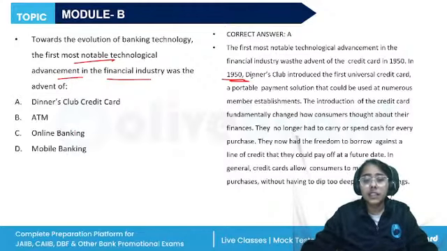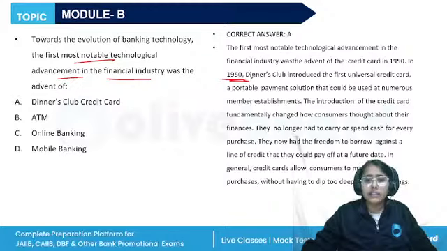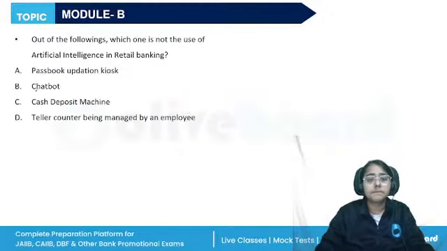Then, after Diners Club, ATMs were introduced. After ATMs, mobile technology and computer technology were introduced. Online banking in the 1980s, mobile revolution in the 2000s. Then in 2011 we saw Google Wallet, in 2014 we saw Apple Pay, and fingerprint authentication and Touch ID in 2015. So the correct answer is Diners Club credit card.